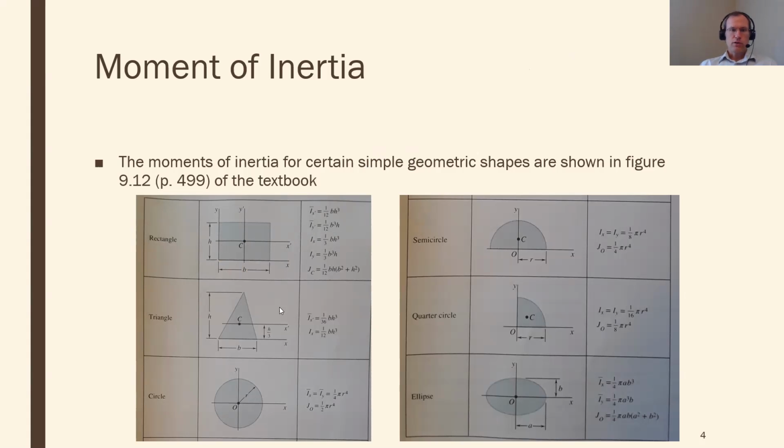And then same thing for the triangle. I have a value for Ix about the x-axis, which is down at the bottom of the triangle. Or similarly, I have an I bar x prime, the moment of inertia about the centroid.